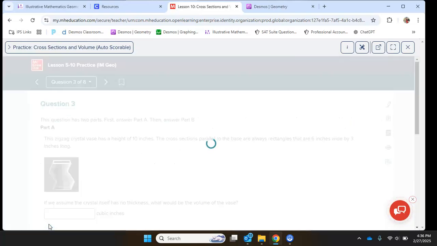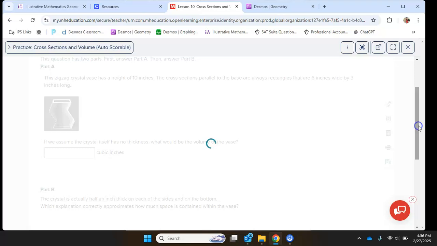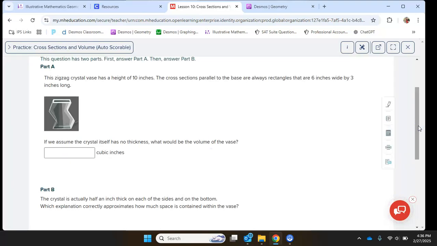Question 3. This question has two parts. First answer part A, then answer part B. Part A. Zigzag crystal vase has a height of 10 inches. The cross sections parallel to the base are always rectangles that are 6 inches wide by 3 inches long. If we assume the crystal itself has no thickness, what would be the volume of the vase?